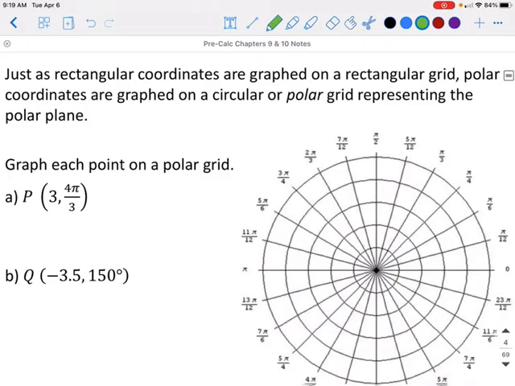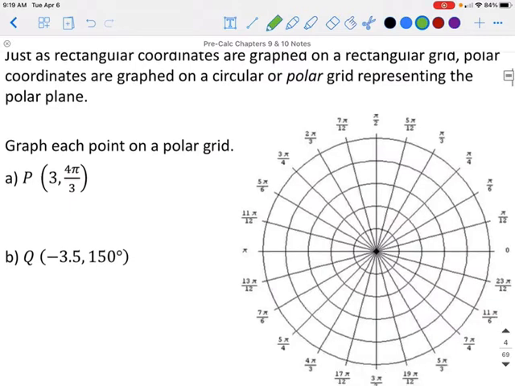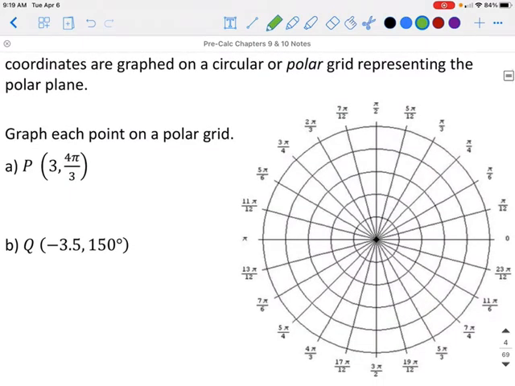Now, once you are in a polar grid, this is a circular grid. We can now graph points on the polar grid. Each circle has a unit of 1, so this would be a radius of 1. This would be a radius of 2 because it's the second circle out, radius of 3, and so forth. So if we want to graph the point of 3 at 4 pi over 3, we're going to find the angle first, 4 pi over 3, and we're going to go out 1, 2, 3 circles, and this would be point P.